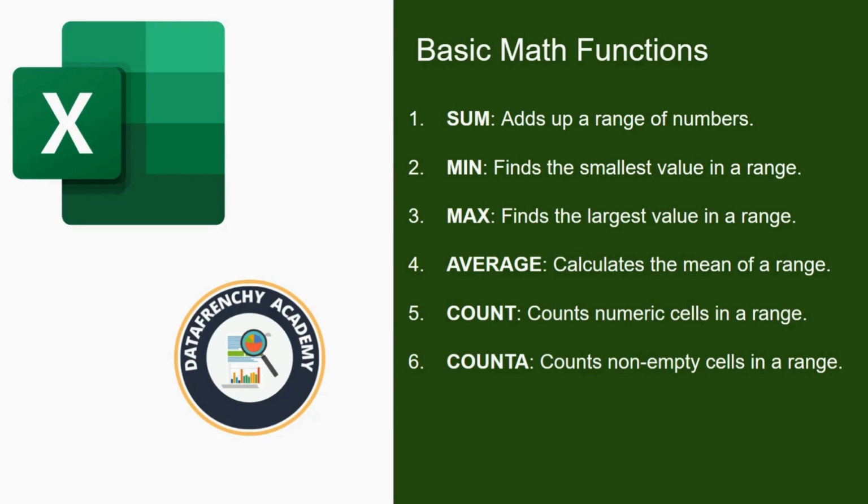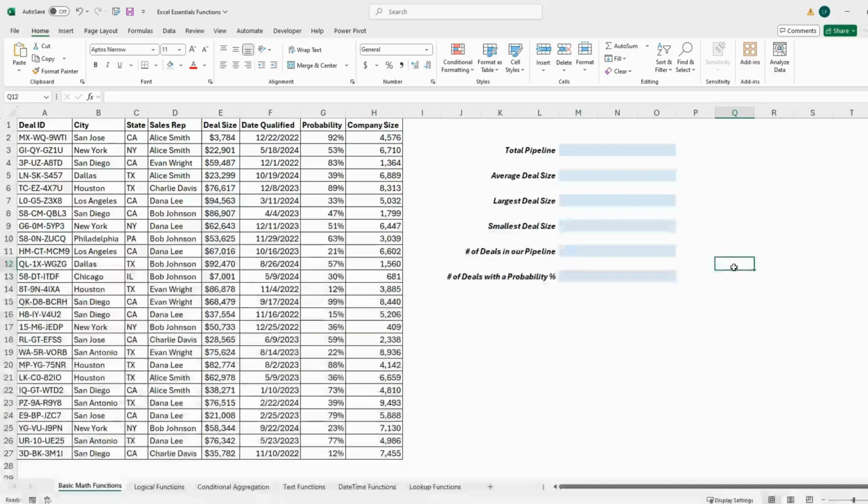For this first video, we'll be looking at basic math functions, and the first one up is SUM, which adds up a range of numbers. Then we have MIN, which finds the smallest value in a range. MAX finds the largest value in a range. AVERAGE calculates the mean of a range. COUNT counts numeric cells in a range. And finally, COUNTA, which counts non-empty cells in a range.